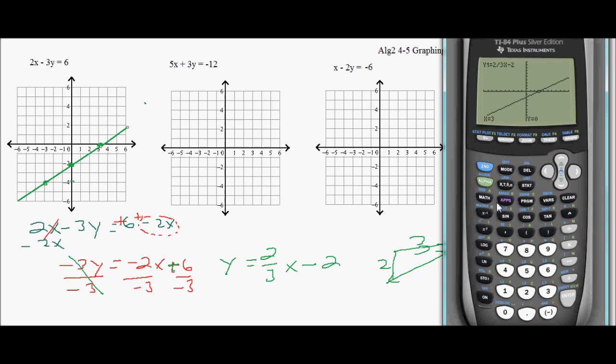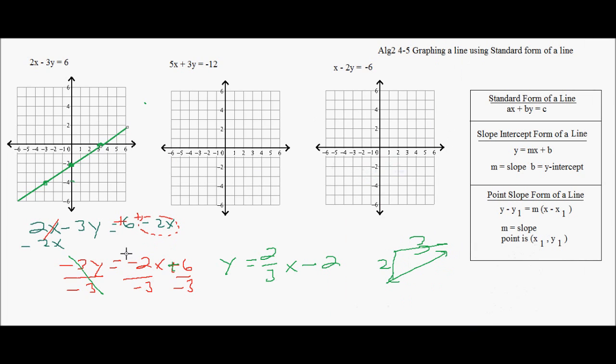I can also do second tab, table, and if I do this, I can just plot all the points. Here's -3 is -4. 0 is 2. 3 is 0. See that? So I can plot it.